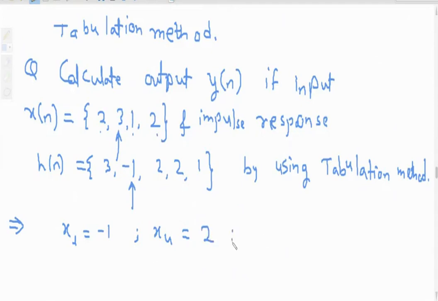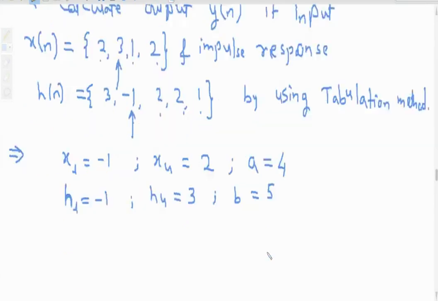The number of samples in x of n: there are a total of 4 values. So the number of samples in x of n is 4. Then similarly calculate the lower limit for h of n. So hl: the arrow is over here, then this is n equal to 0, this is n equal to minus 1. So the lower limit is minus 1. The upper limit of h of n: n equal to 0, 1, 2, 3. So the upper limit is 3. And the number of samples in h of n, we will denote by b. There are a total of 5 values, 1, 2, 3, 4, 5. So the number of samples is 5.